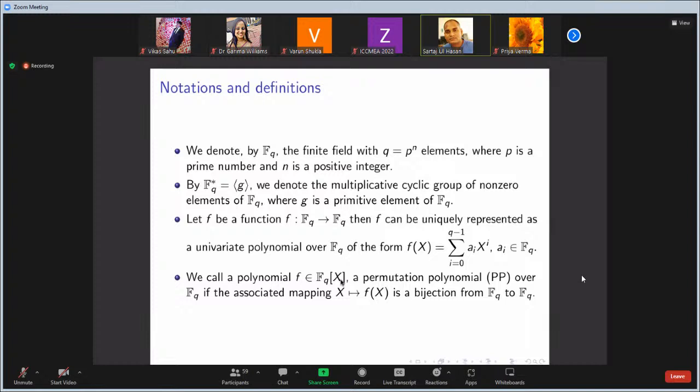So I don't know, there is again some problem in movement.